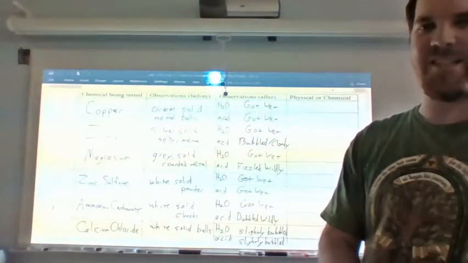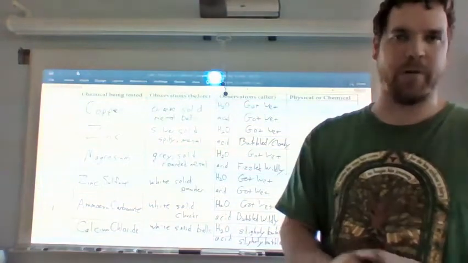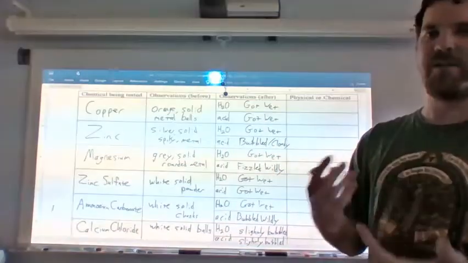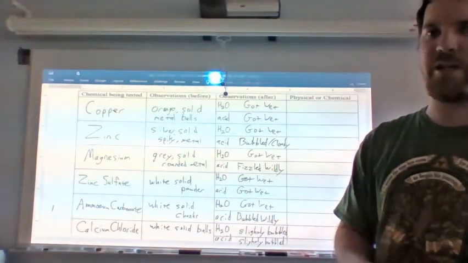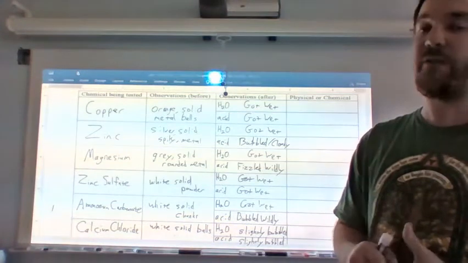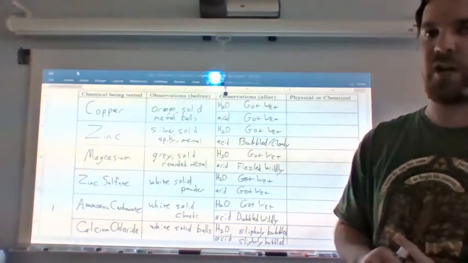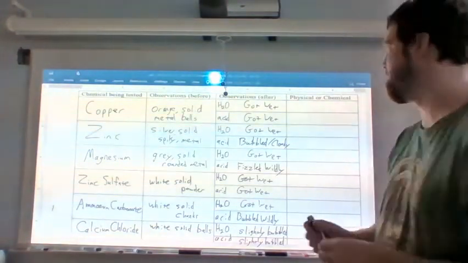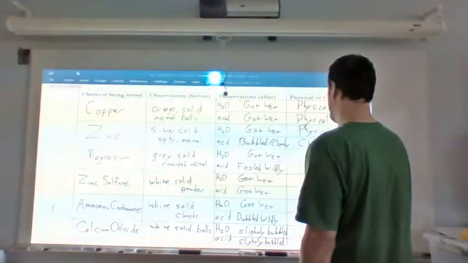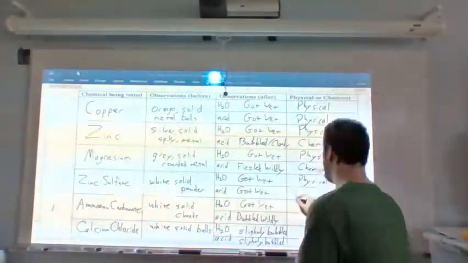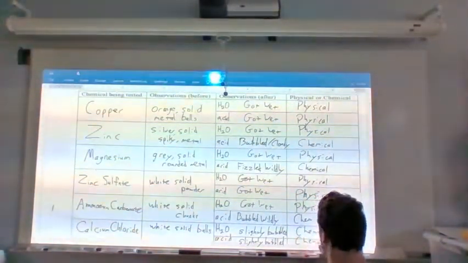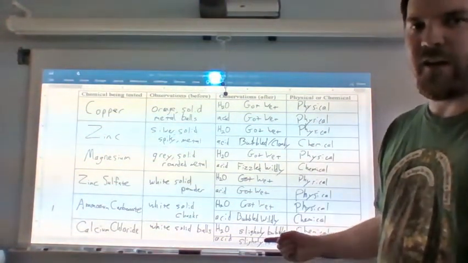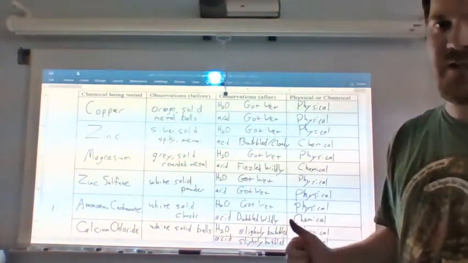Okay, last thing is just to say whether it's a physical or chemical change based on the observations and what changed when we added the liquid. So anything that we're saying just got wet or didn't change very much is a physical change. Even if something dissolves, it can be a physical change, but if something bubbles, it would be a chemical change. Even if the reaction was very slight, like the calcium chloride, it still counts as a chemical reaction.